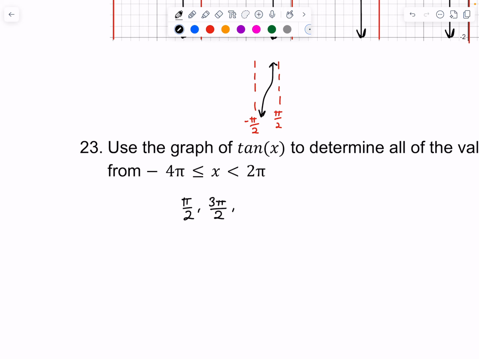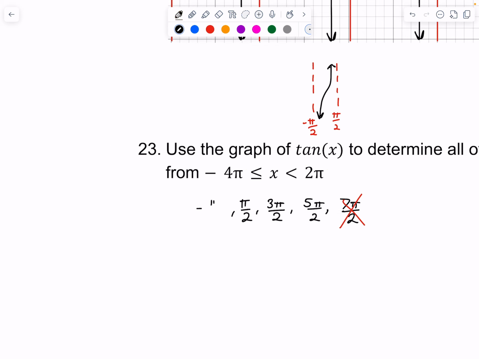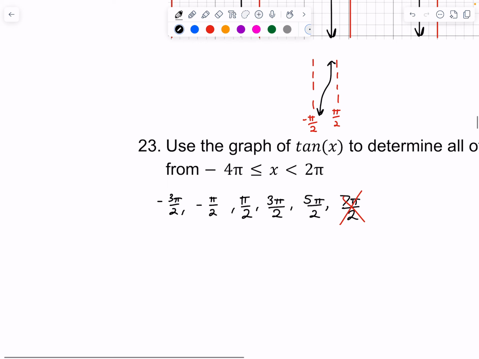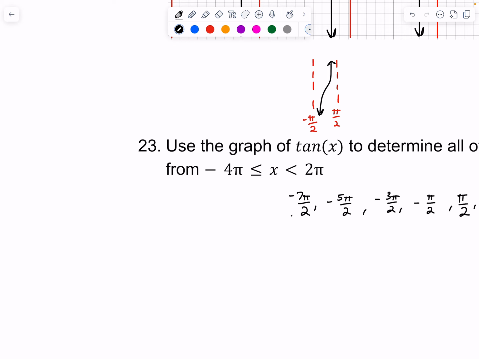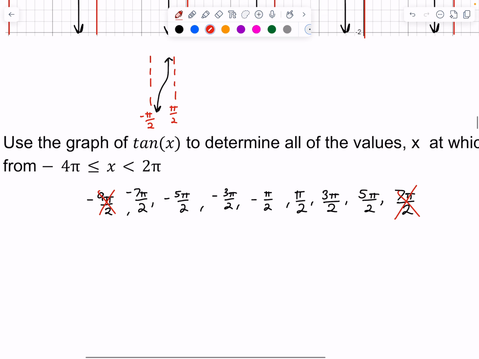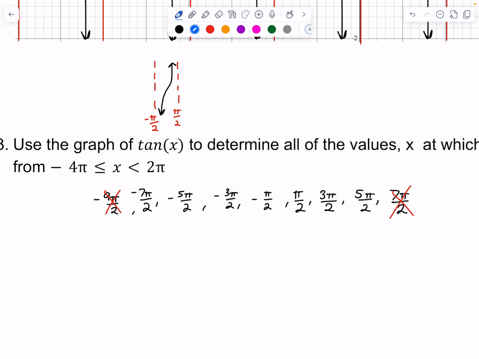So all I have to do is add pi to find the next asymptote. So if I add pi, I get 3 pi over 2. And if I do it again, I get 5 pi over 2. Then if I did it again, I would get 7 pi over 2, but that is bigger than 2 pi. So I'm going to ignore 7 pi over 2. To the negative side, it's negative pi over 2, negative 3 pi over 2, negative 5 pi over 2, negative 7 pi over 2. And I can keep going because this says go all the way to negative 4 pi. So that's also negative 9 pi over 2. And there I should stop because that is bigger than negative 4 pi. So this would be my answer.